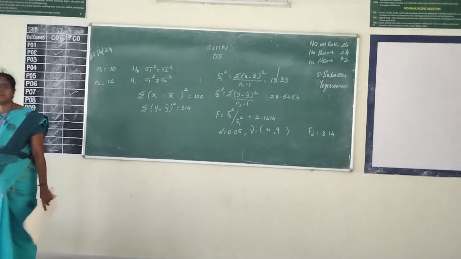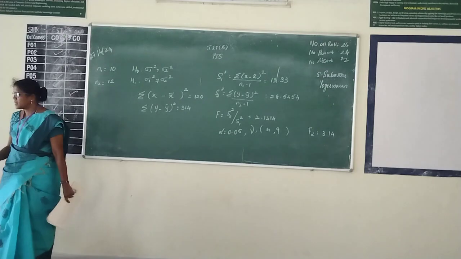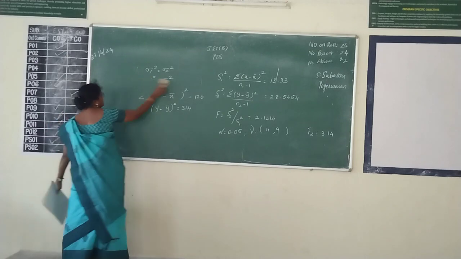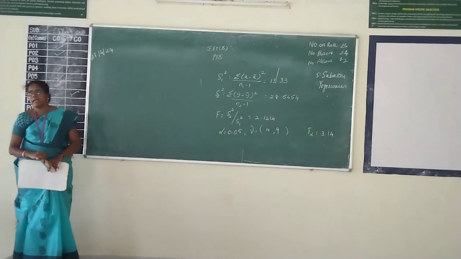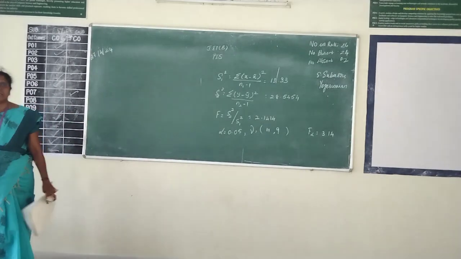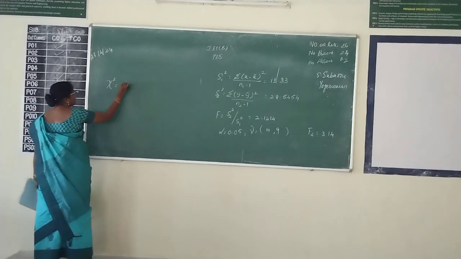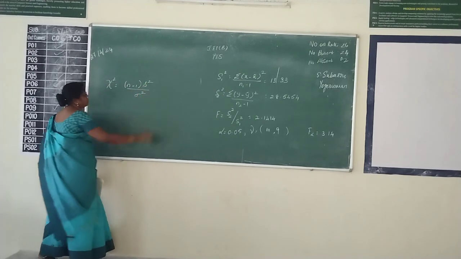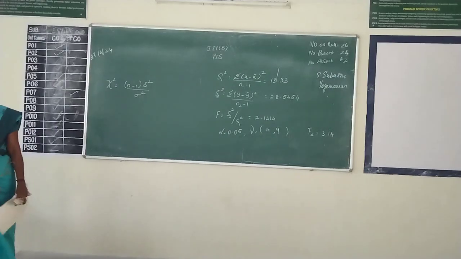Test for single variance. So right, the test statistic is chi-square equal to n minus 1 s square by sigma square. N minus 1 into s square, both divided by sigma square.